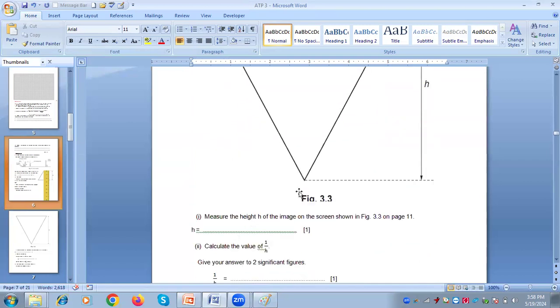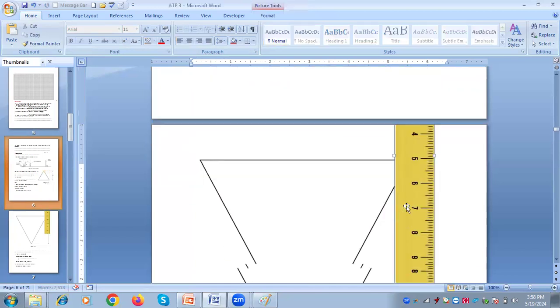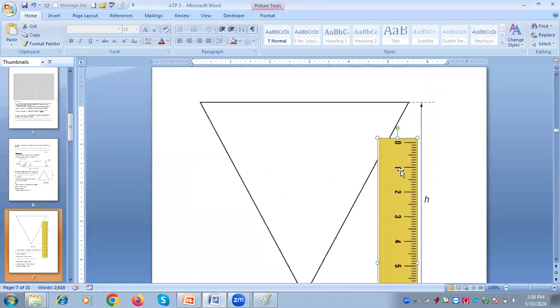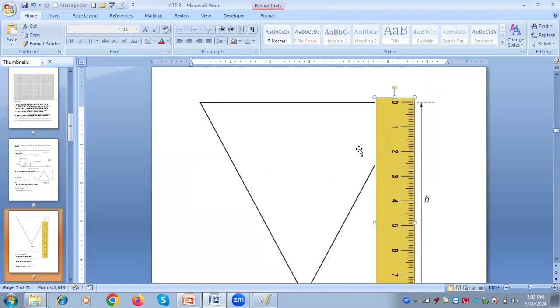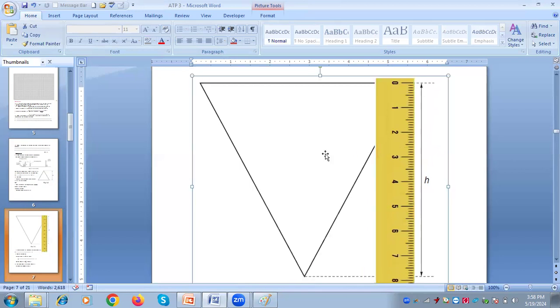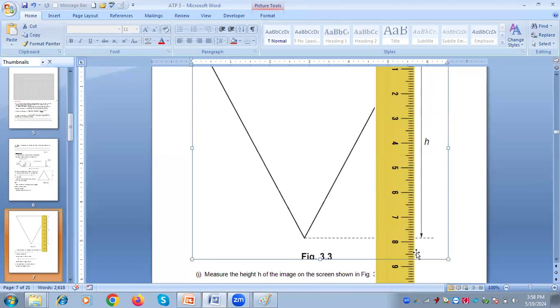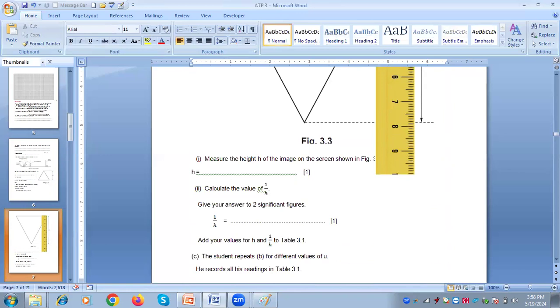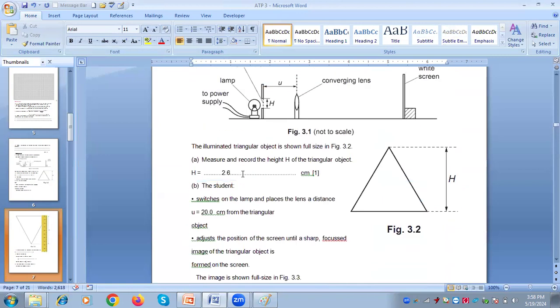Capital H was given for the object and small h is given for the image. Let us measure the length using the same ruler. That is coming to 8.7. See, between 8.5 and 9 it is. So 8.7 is the value of small h, and you have to record it.